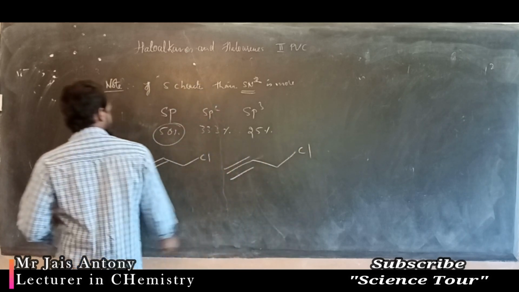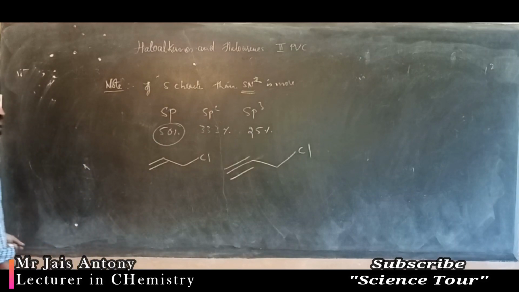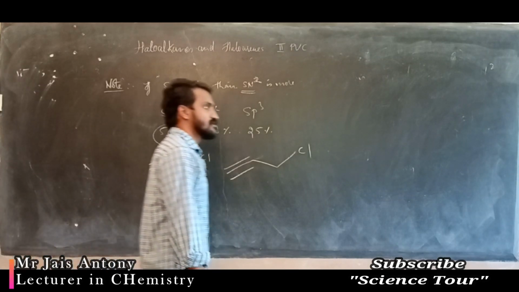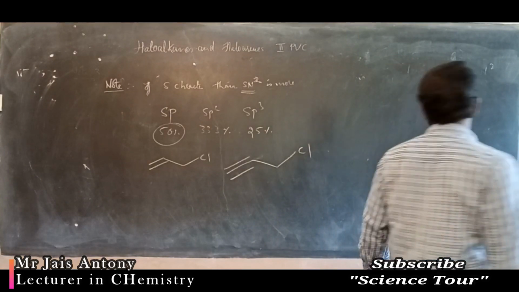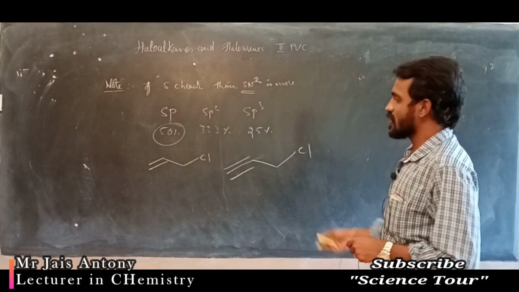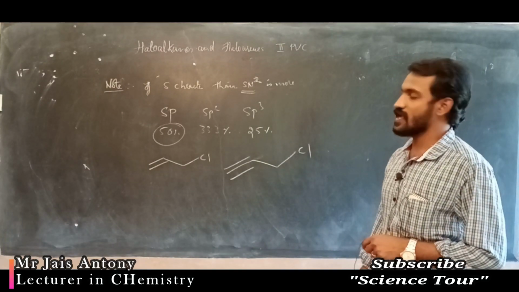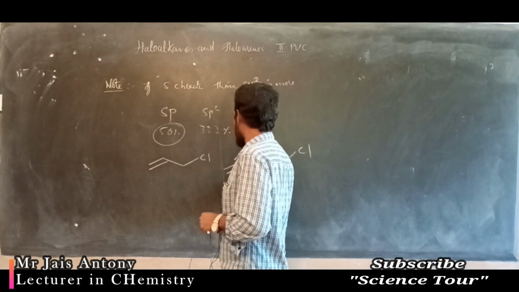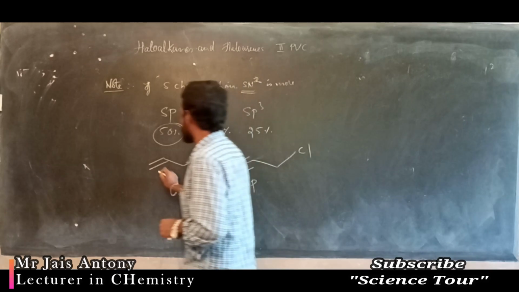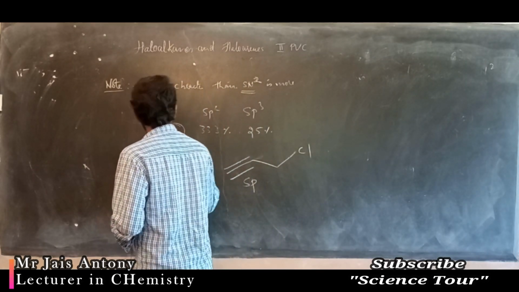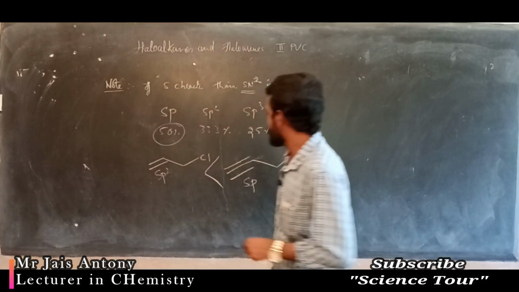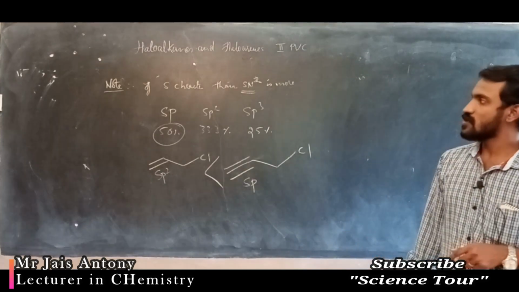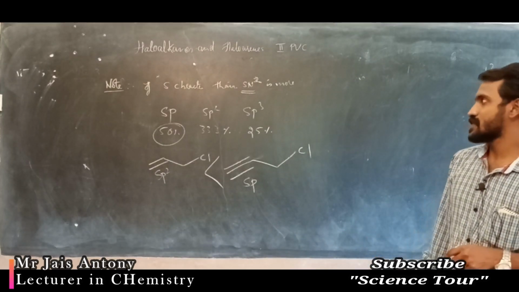They may give like this. Okay. In these two, which one has the highest SN2 reactivity? Here a triple bond is there. Triple bond means it is SP hybridized. This is SP2 hybridized. So the triple bonded SP hybridized one is more reactive.